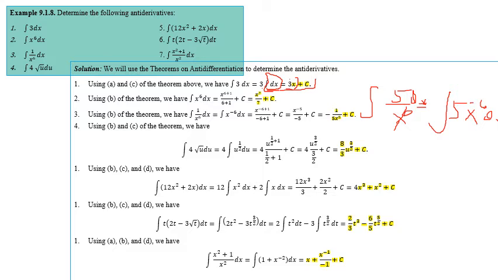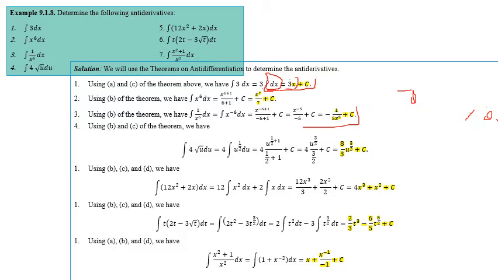So we add 1 to the exponent: x to the power of negative 6 plus 1 divided by negative 6 plus 1, plus the constant c. We have x to the power of negative 5 over negative 5 plus c. Or we return it to the original form where the exponent should be positive, which means we put it in the denominator. So it becomes negative 1 over 5 x to the power of 5 plus c.